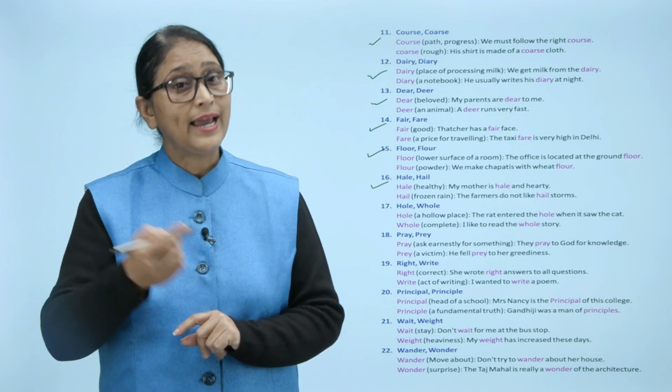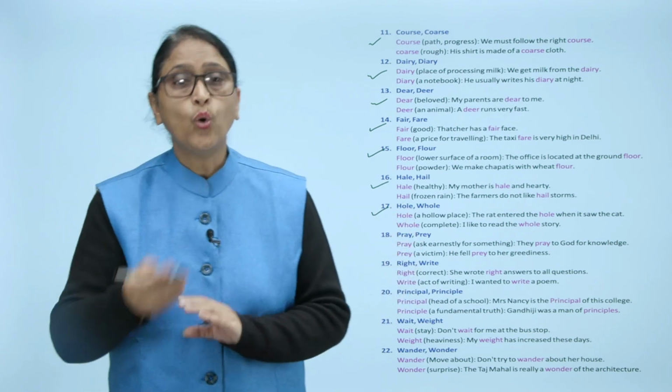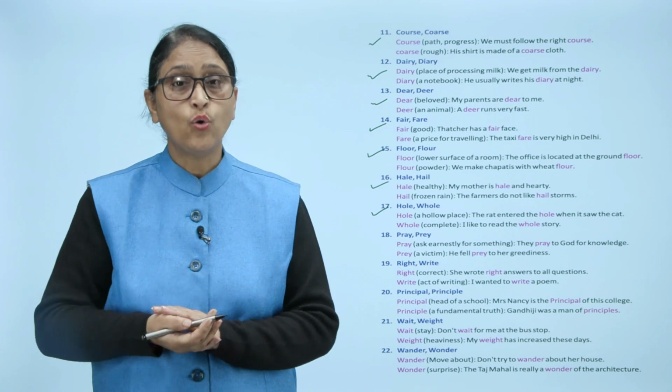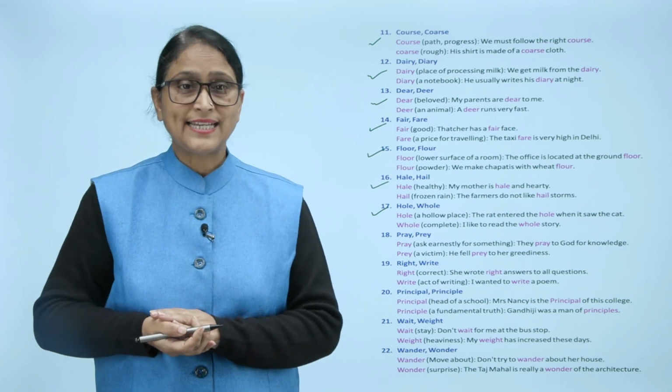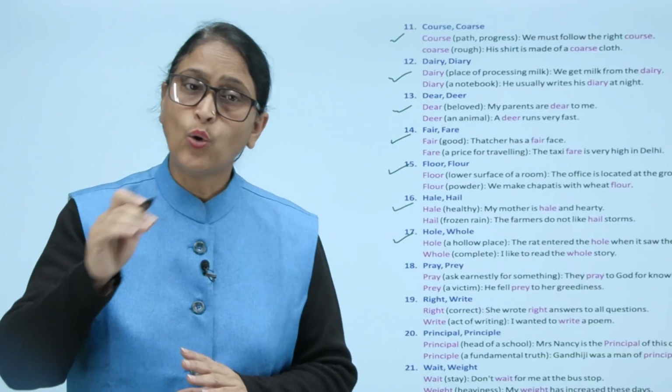Next, hole and whole. Hole, a hollow place. The rat entered the hole when it saw the cat. And whole, complete. I like to read the whole story.